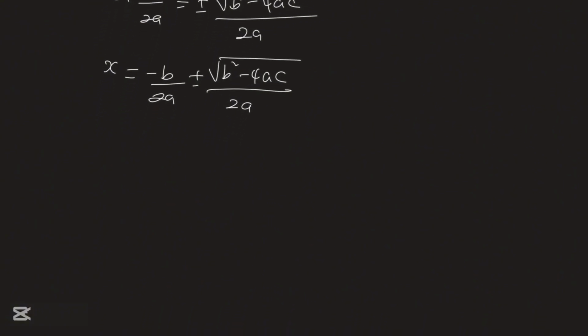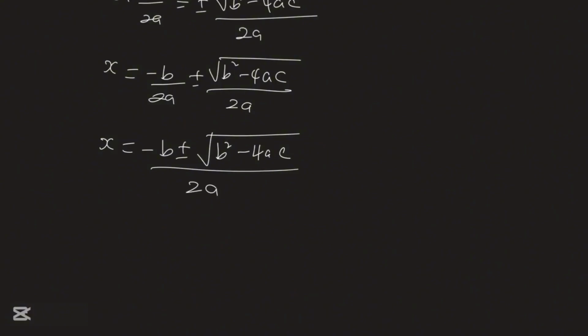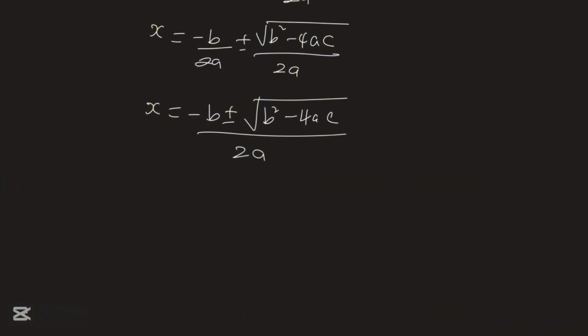Since they both have the same denominator, we can write it this way now: x equals minus b plus or minus the square root of b squared minus 4ac, all over 2a. So this is our final answer because we have solved using the completing the square method. So we'll be able to get our two unknowns. This is what we call the quadratic formula. We use it to solve any quadratic question.